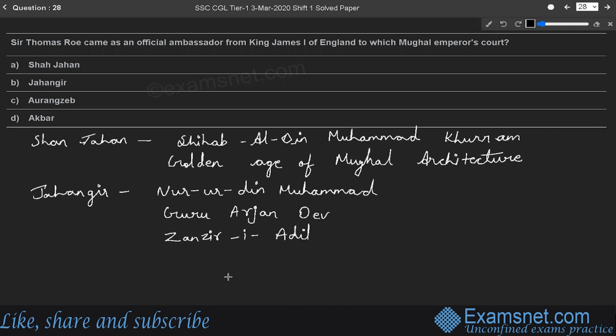And he met Captain Hawkins and Sir Thomas Roy. Both of them visited at his office. His famous monuments were Moti Masjid at Lahore.